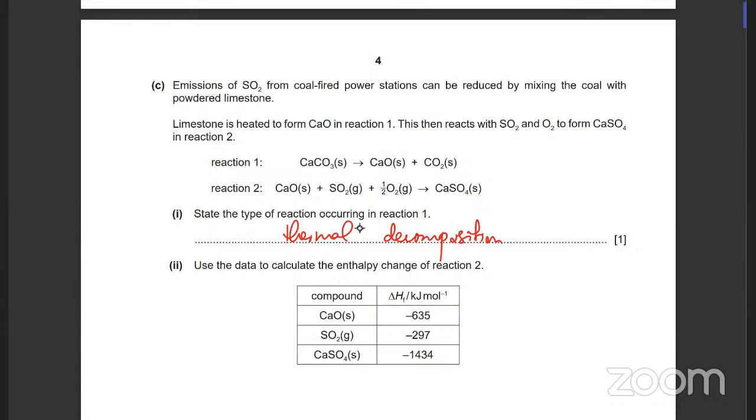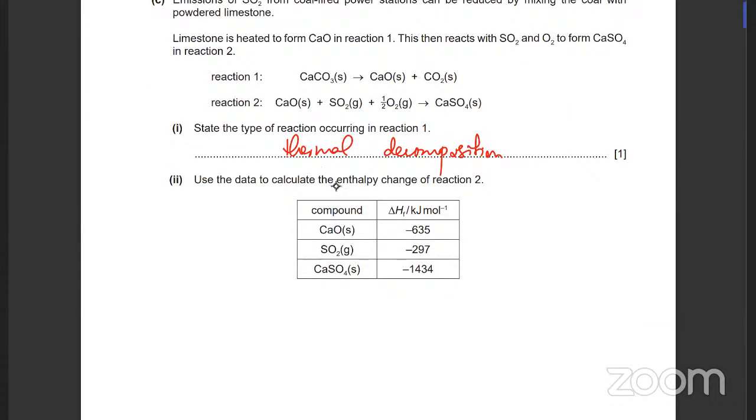The next part is you've got to calculate the enthalpy. Use the data to calculate the enthalpy change for reaction number 2. So the enthalpy of formation of calcium oxide is given, of sulfur dioxide is also given. CaSO4 enthalpy of formation is also provided. And oxygen, what's the enthalpy of formation of oxygen? 0. The oxygen is 0. So what formula would you use to figure out the enthalpy? Products minus reactants.